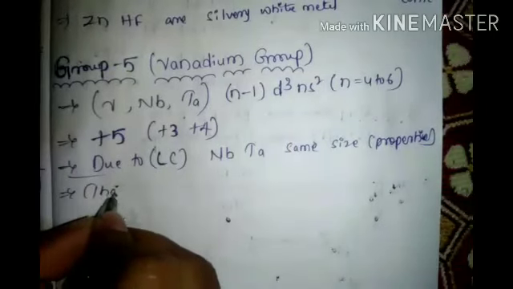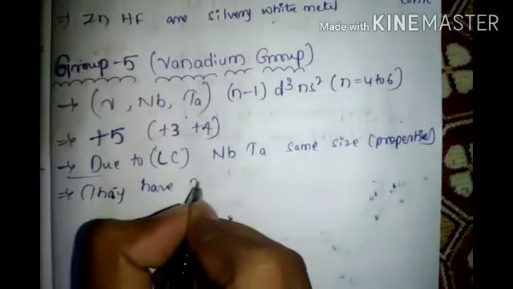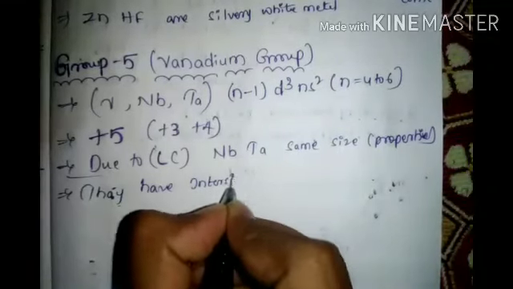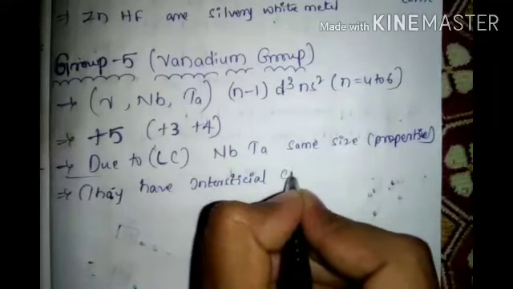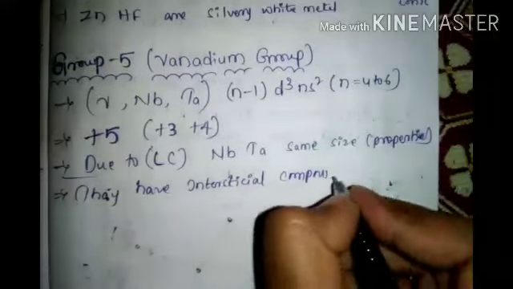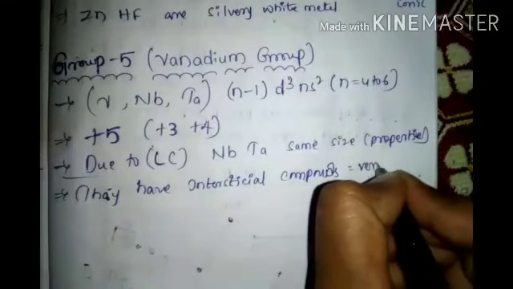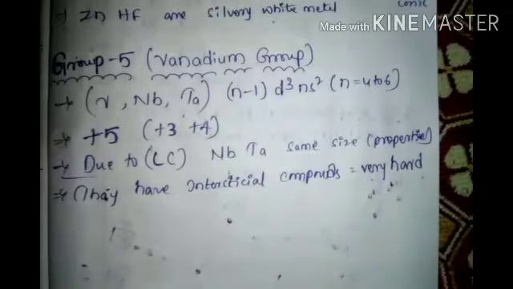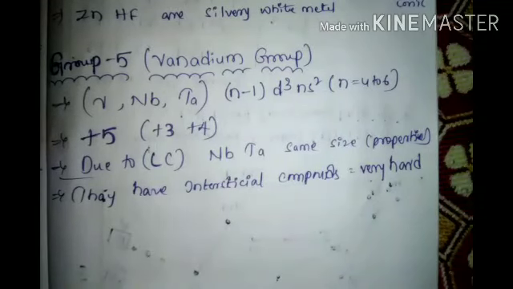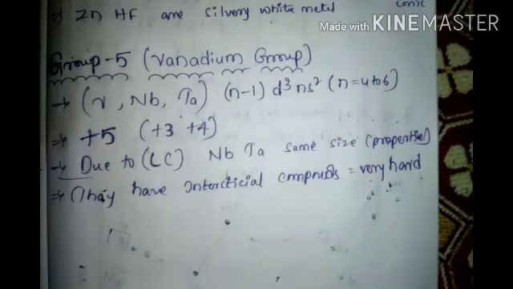They also form interstitial compounds, meaning some foreign atoms are present in between, which is why they are very hard and refractory. When vanadium is added to steel, its strength and toughness increase.